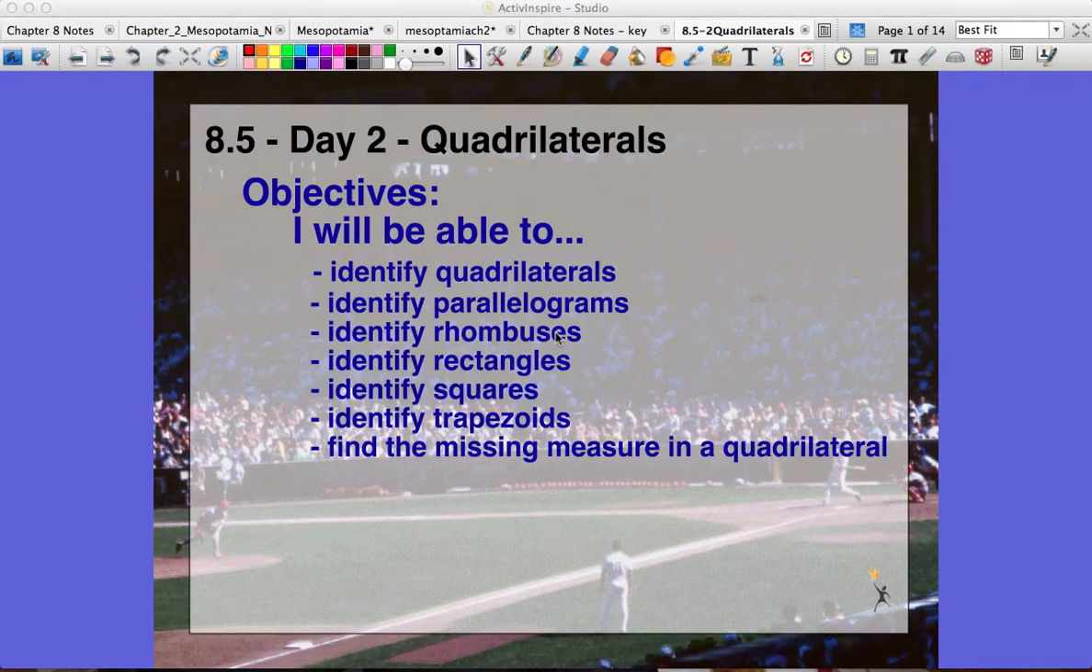Welcome to Lesson 8.5, Day 2, Quadrilaterals. We're going to talk about quadrilaterals, and you're going to be able to identify quadrilaterals, parallelograms, rhombuses, rectangles, squares, and trapezoids.